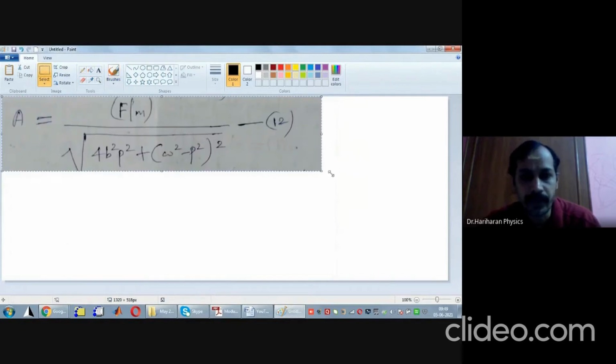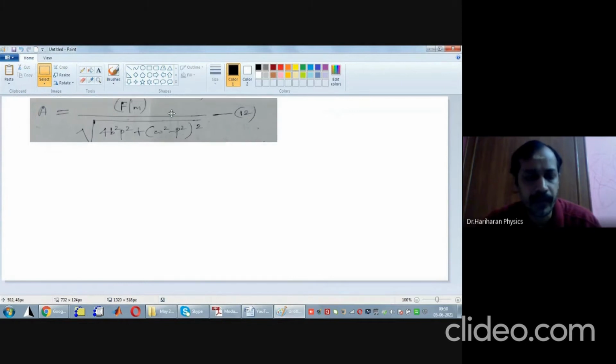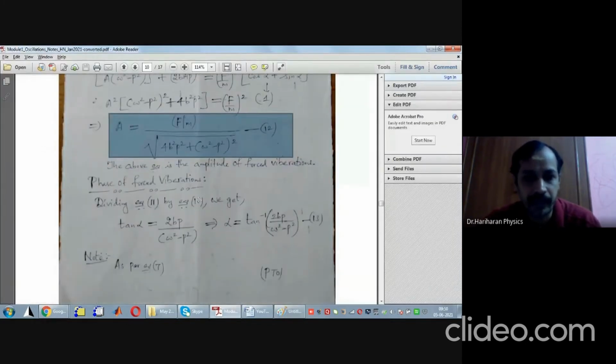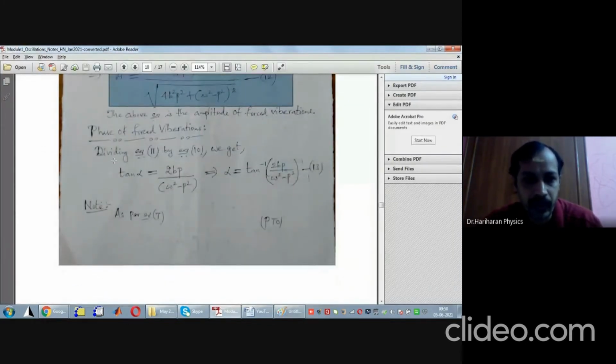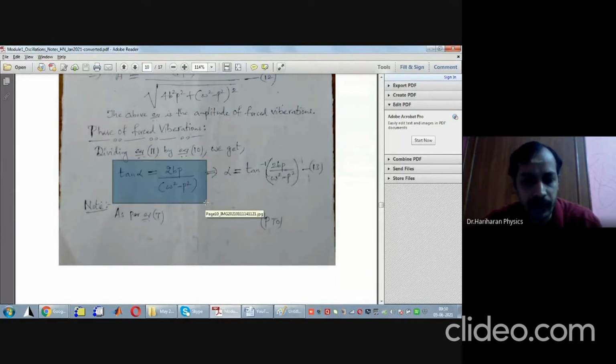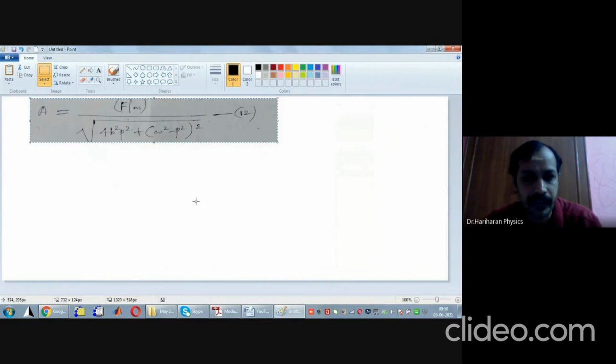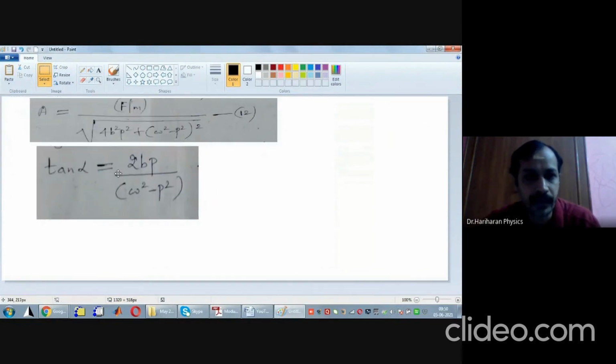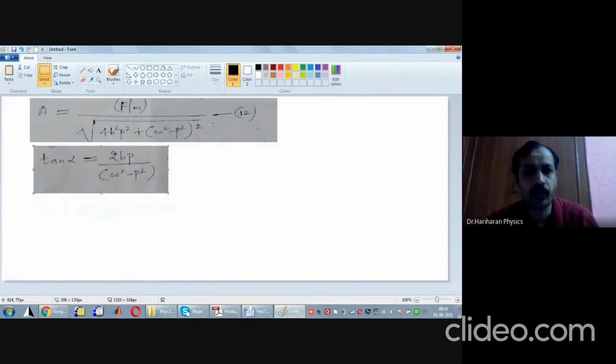Okay, one is the amplitude of vibration, the other is going to be the phase of vibration. So phase of vibration, let me put it here, that is this. Tan alpha equal to this, or alpha is tan inverse of this, they are all one and the same. The second one is this, I'll just decrease its size. So this is equation 1, and this is going to be my equation 2.